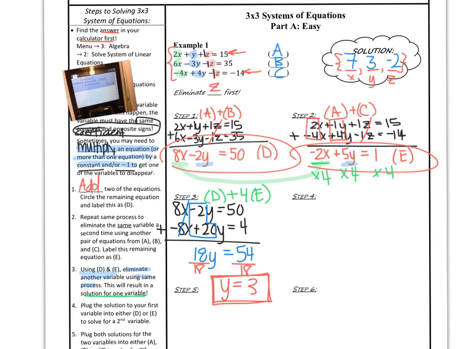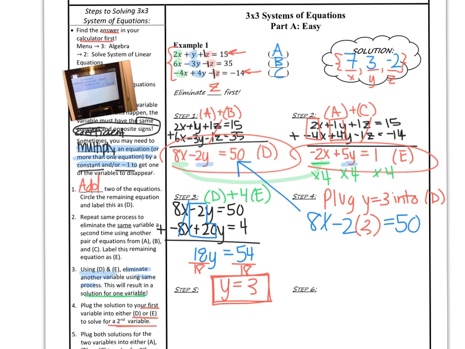Okay, anyways, step 4. Plug this solution for your first variable into either D or E to solve for a second variable. So we're going to take that y equals 3 and plug it into either equation D or equation E. It literally makes zero difference. So I'm just going to choose D because it comes first in the alphabet. So we have 8 times x, minus 2 times our y, which is 3, equals 50.